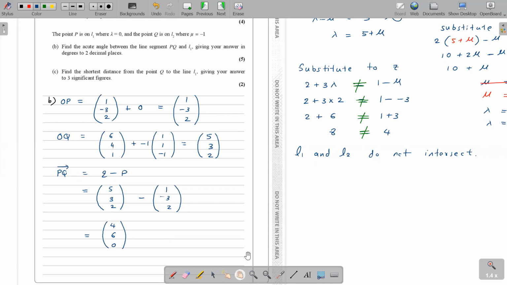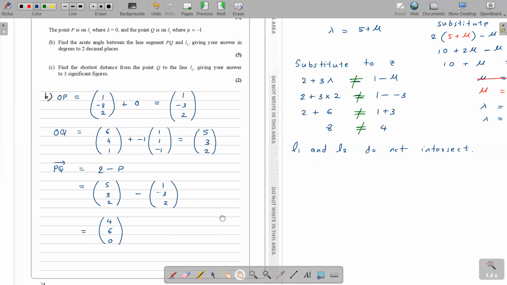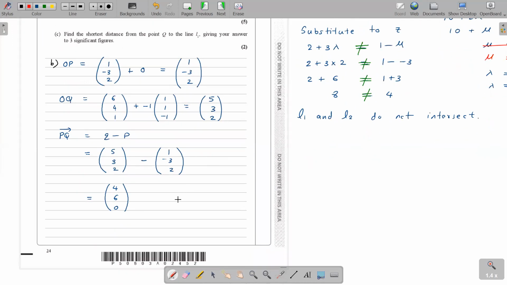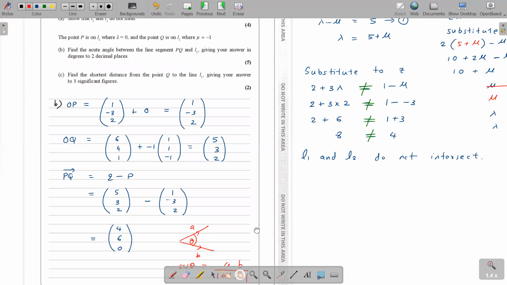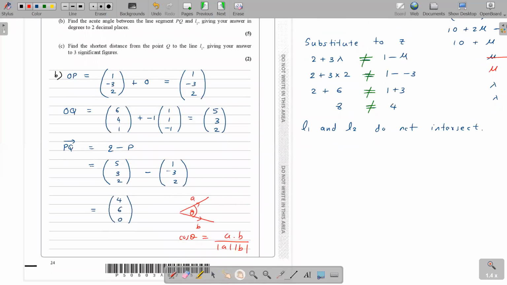Okay, so the next thing I have to do is get the acute angle between the line segment PQ and line 1. So what do we have to do here? We don't need to draw any diagram. Now you remember what we did, right? Cos theta was A dot B over modulus A modulus B. So in this case, what are A and B? The first vector A, I can consider the PQ vector, and the direction vector of line 1 will be the B vector. Do you agree with me?